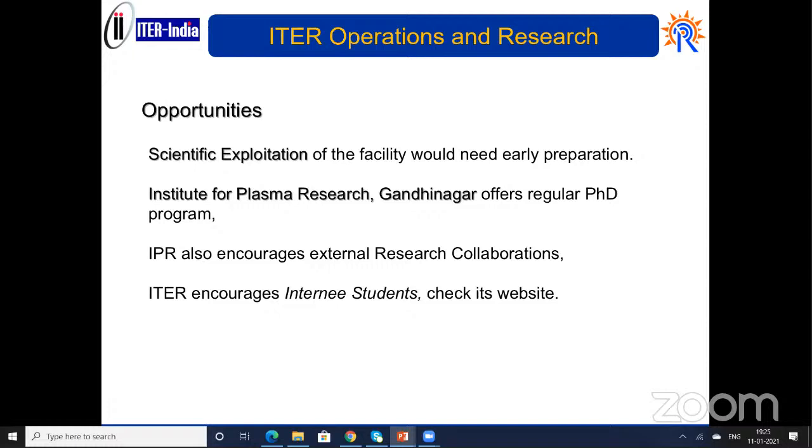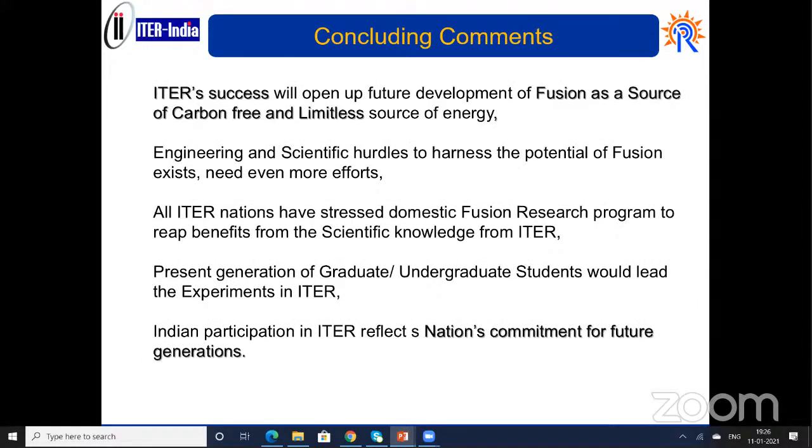We need to prepare, and at the moment, those who are interested in working with ITER can also look for the ITER intern student program, which is a very interesting program to attend. They actually allow students for 3 years. Well, my concluding comments here.